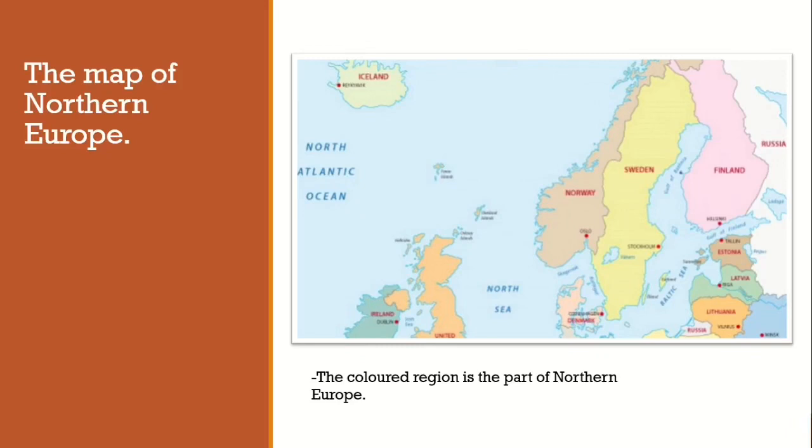So this is the map of Northern Europe. As you can see, the colored region is the part of Northern Europe. The list of countries I will explain on the next slide. I want to clarify that Northern Europe lies between the North Sea and the Baltic Sea, and also the north of the Atlantic Ocean.